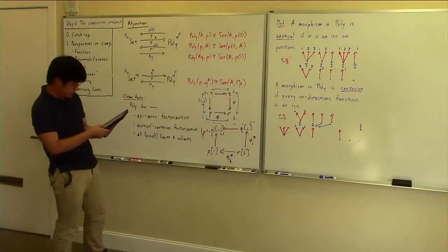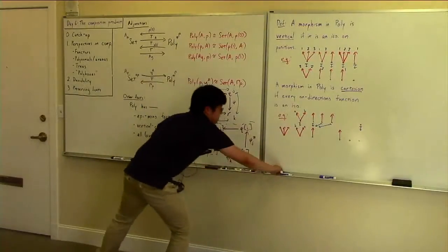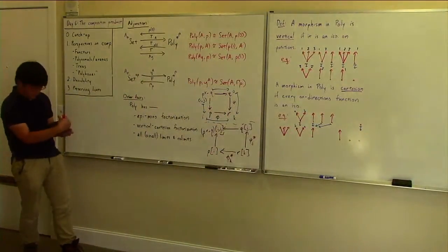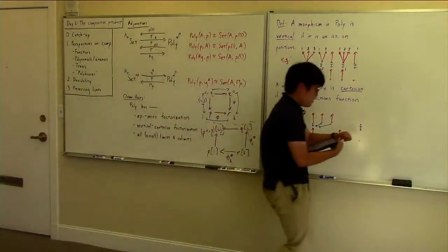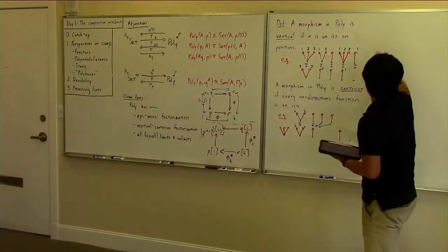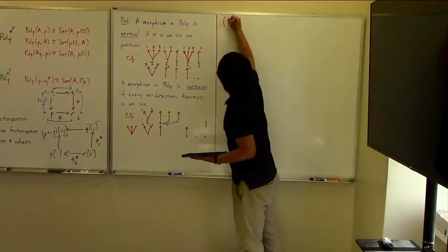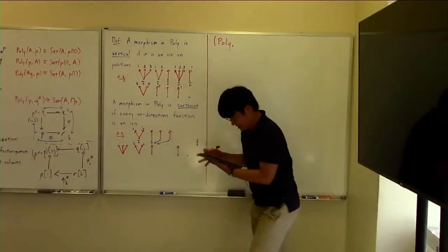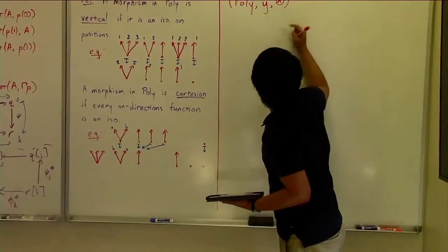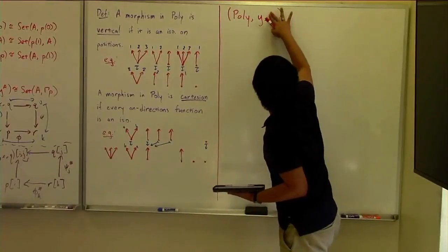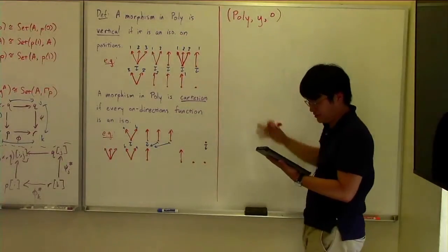Okay. So now let's get to the main course of today, which is our composition product. So we introduced this once before, but we can think of the category Poly as a monoidal category whose tensor product is composition of polynomial functors.